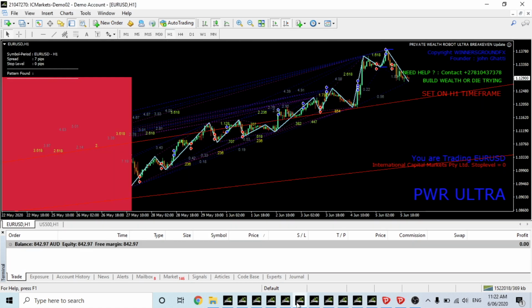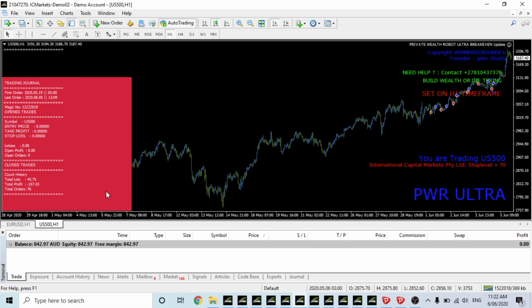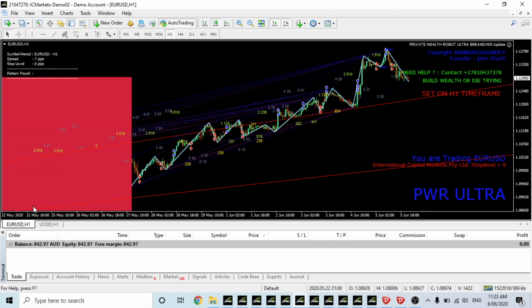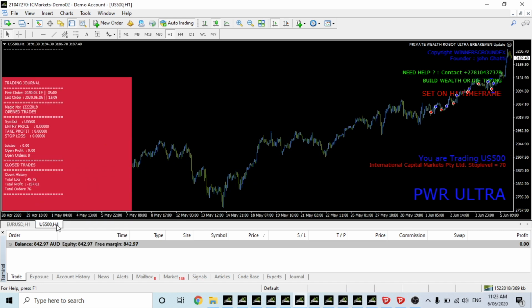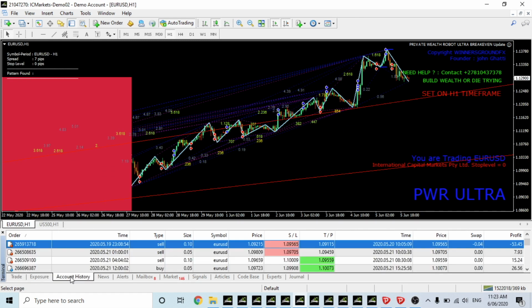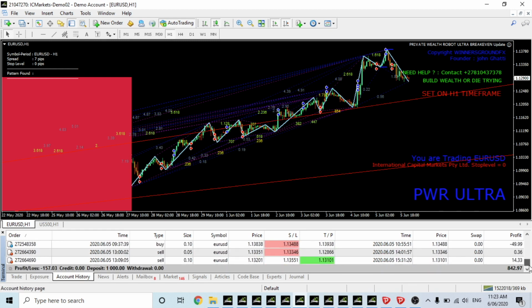The private wealth robot. Yeah, interesting one. This US 500 is definitely the wrong thing here. But I don't know why there's nothing here, which is really interesting. Maybe it's not trading it. Let's have a look at the account's history. So yeah, Euro USD is there. It is there, so I don't know why there's nothing here. Hopefully I'll restart the computer and we'll see what happens. But we haven't made any money. We've lost $157.